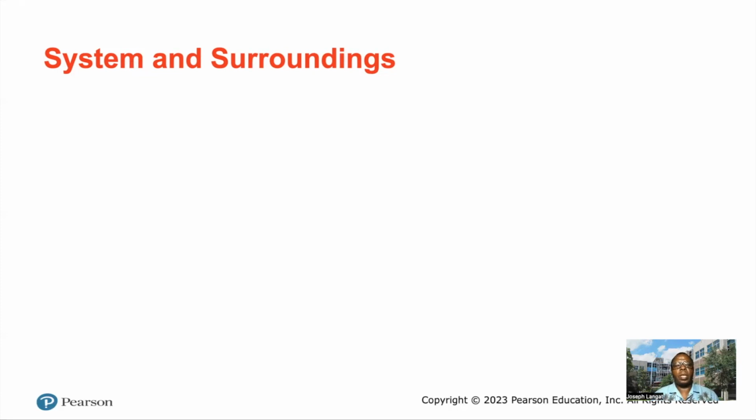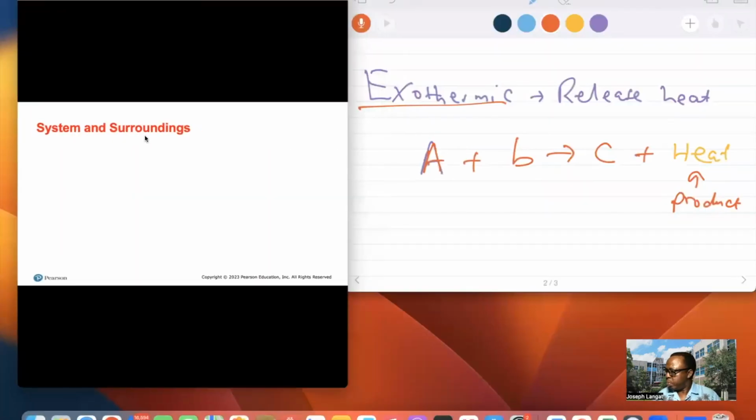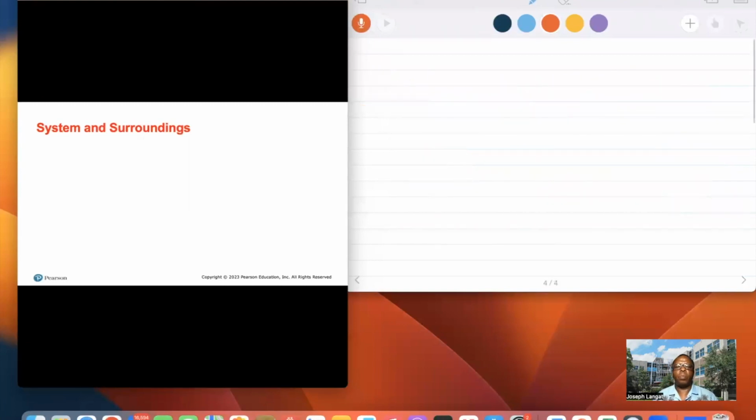Now, there are two terms I want us to understand as we move on in chapter 7: system and surrounding. What is a system? When we say a system, we may think of some other kind of system, or when we say surrounding, you may think of the place where you are sitting right now, but let's focus on what chemists actually mean when they say the system and the surrounding.